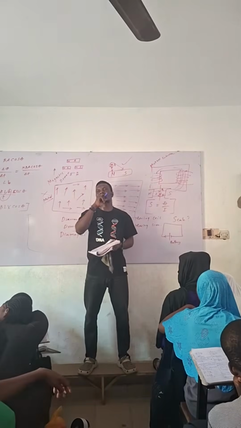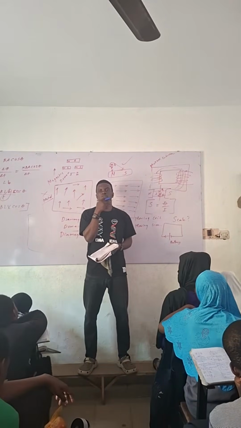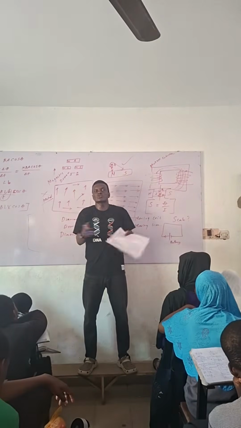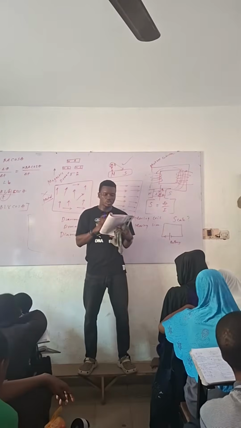It's obvious that the number of turns in the primary is more than the number of turns in the secondary, so you are expected to have a greater value. Let's now imagine that, God forbid, your calculator is not working and you don't know how to solve without using a calculator. Look at all the options.